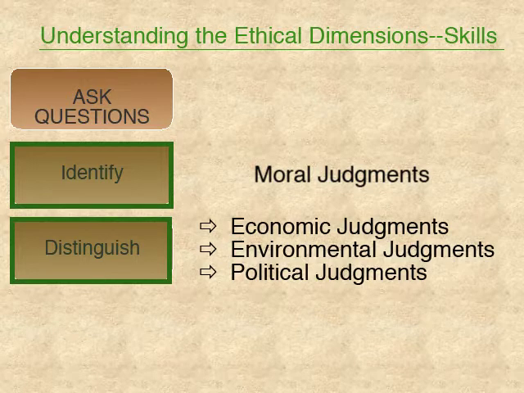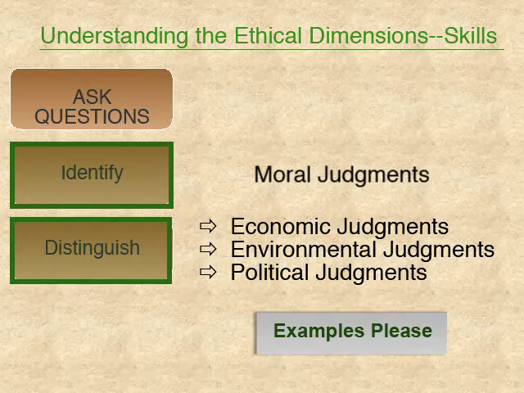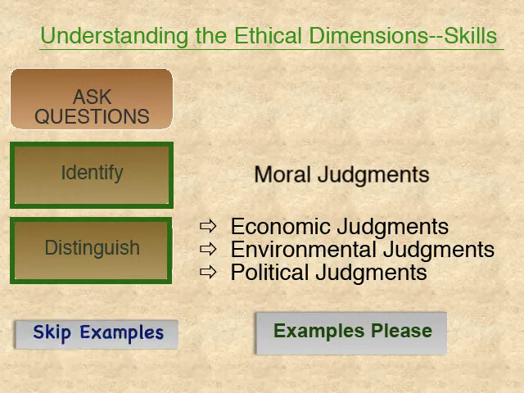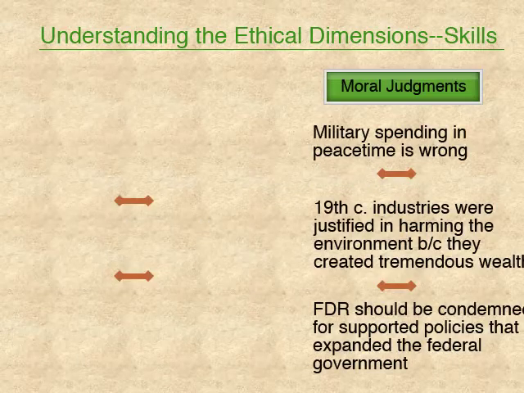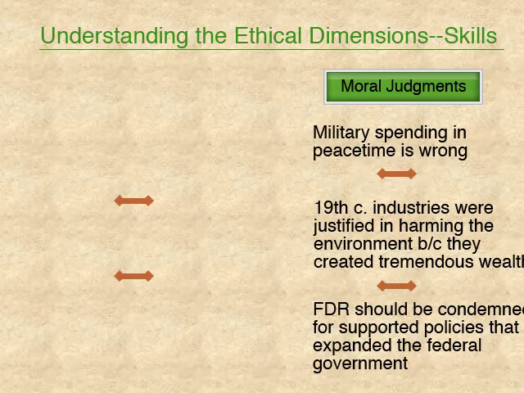Examples of some non-moral judgments would be economic, environmental, or perhaps political. If you would like some examples of these, just click here. Otherwise, you can skip the examples. Here are some examples of statements, one which is a moral judgment, one on the same topic that is not. So in the right column, here are 3 statements that are all moral judgments. You can see military spending in peacetime is wrong. 19th century industries were justified in harming the environment, and FDR should be condemned.